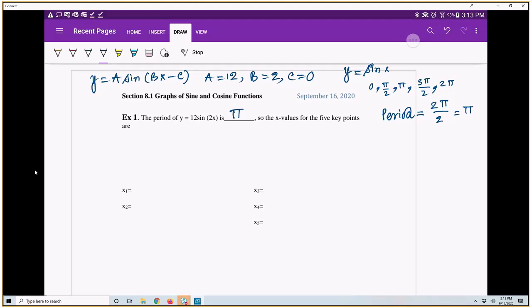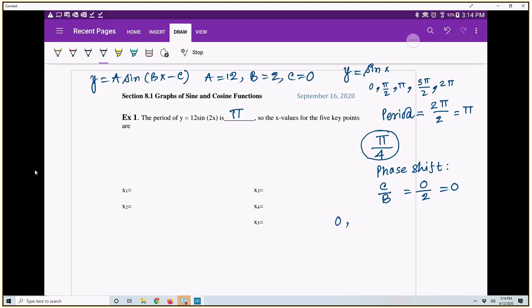Then in order to find the key points, I divide the period, which is pi, by 4, then start with the phase shift value. How much is the phase shift in this function? The formula for the phase shift is c over b, where c is equal to 0 and b is equal to 2, so that is 0. So we start at 0.